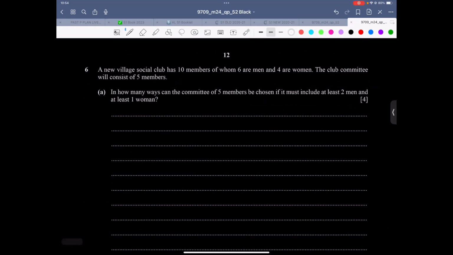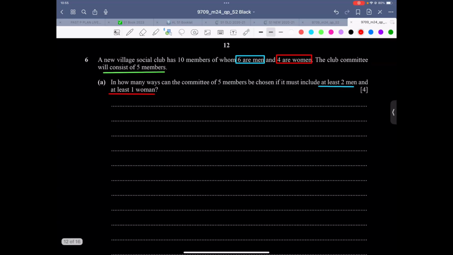Now, question number 6. Question number 6 says, a new village social club has 10 members, of which 6 are men and 4 are women. So let me write men in blue color and women in red color. The club committee will consist of 5 members. So we are interested in selecting 5 members. In how many ways can the committee of 5 members be chosen if it must include at least 2 men? So it could be 2 and more, or it could include at least 1 woman.